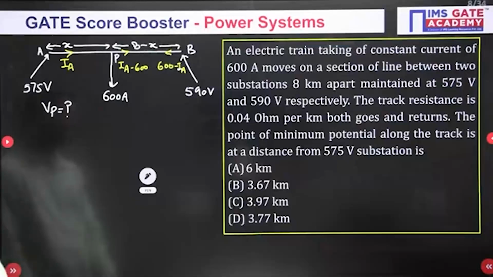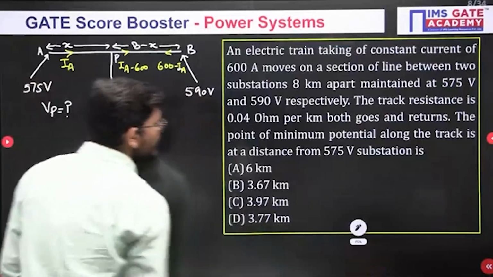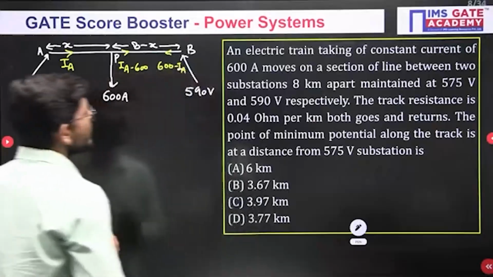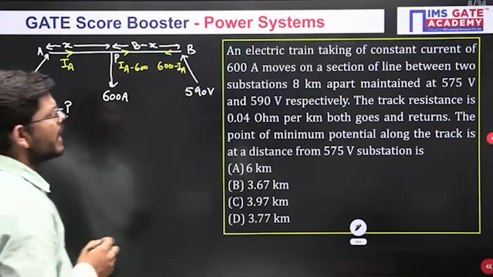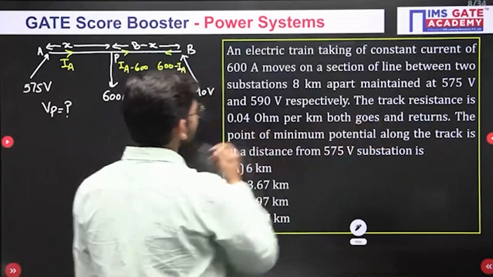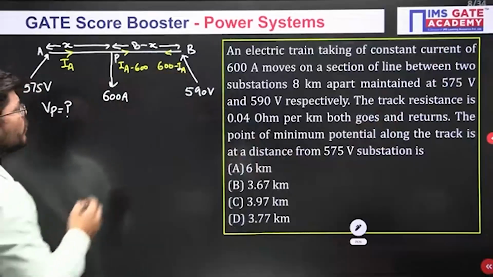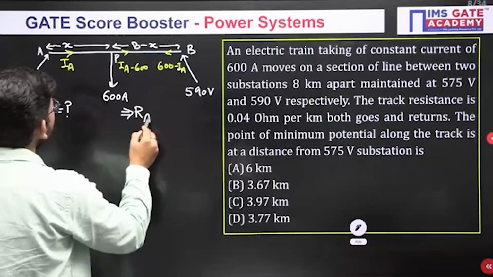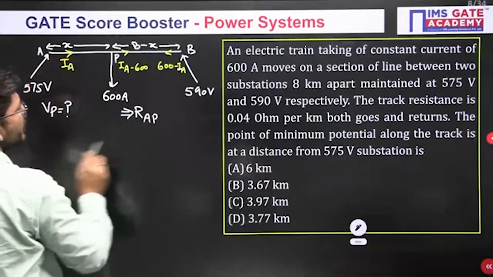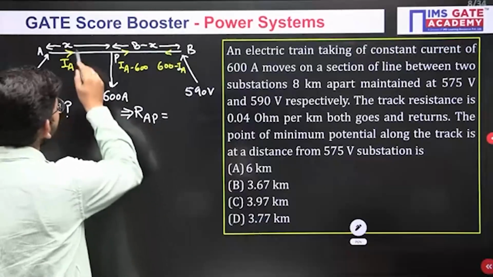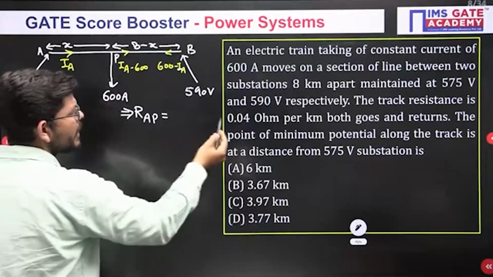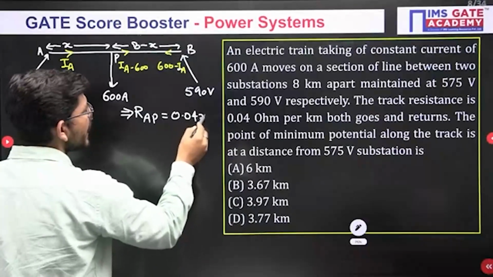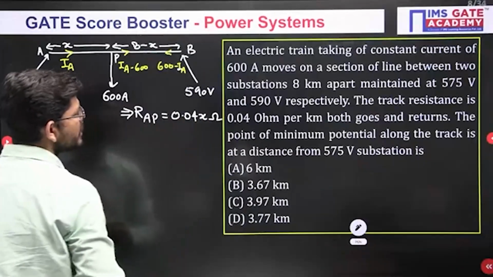Okay, let's just see. So guys, what has been given to us is that the track resistance is 0.04 ohm. So what will be the resistance of this part, RAP, the resistance of this AP part? It has a length of x kilometer, and per kilometer resistance is 0.04. So it will be having 0.04x ohms resistance, isn't it?